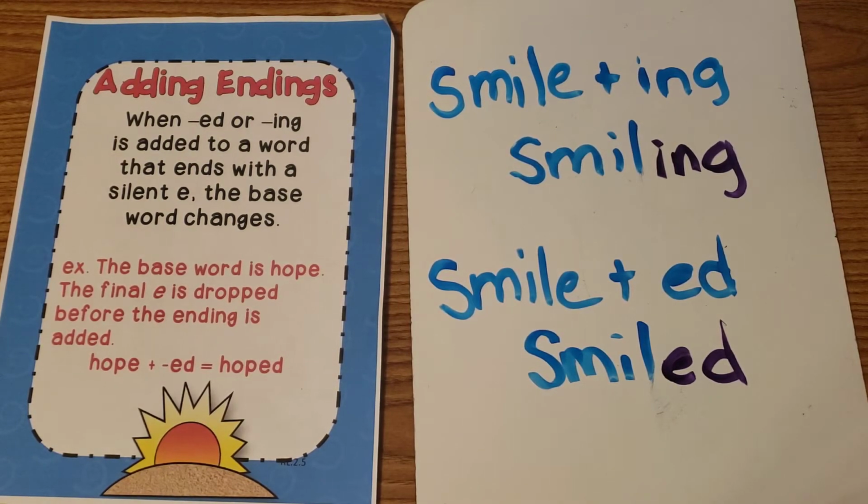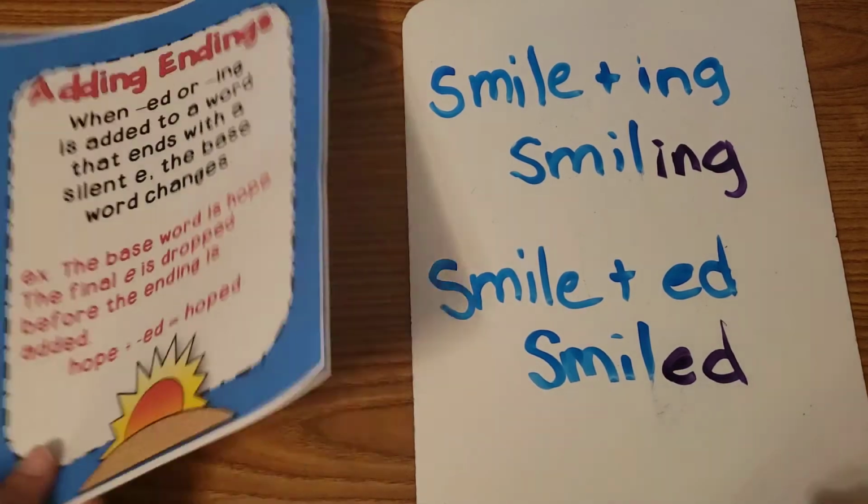So you just got to remember that magic E, once we're talking about adding ed or ing endings, the thing to remember is that magic E, we don't need it anymore. He goes out the door. We've got to drop him. So we drop the E and add ing. Drop the E and add ed. Right? So drop the E. That's the important part to remember.